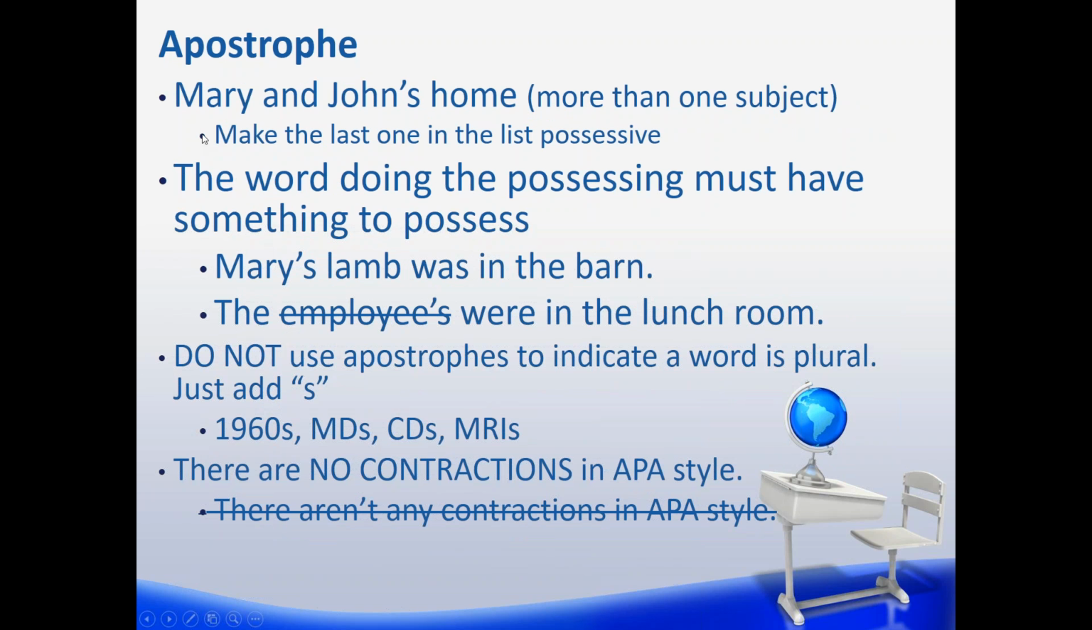And then if you have a list of people that are possessing something, then the last person in the list is the one that gets the apostrophe S. And just remember that the word that's doing the possessing must have something to possess, like Mary's lamb, New Year's Eve. There's always something that is being possessed by the possessor. And we do not use apostrophes to make a word plural. You just add S, and there are no contractions allowed in APA style. So the only use for the apostrophe in APA style is to make possession.